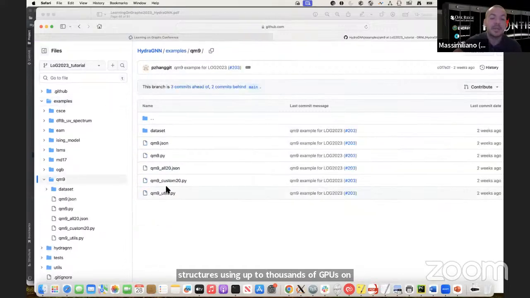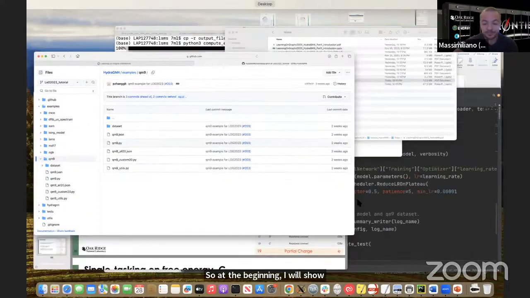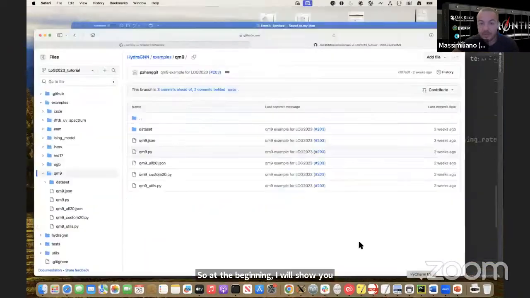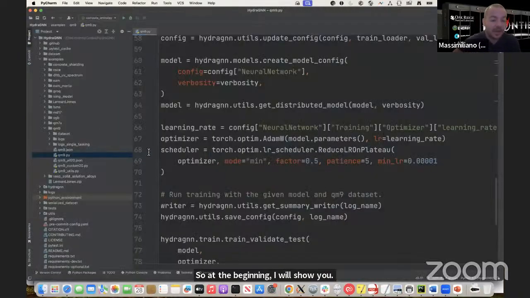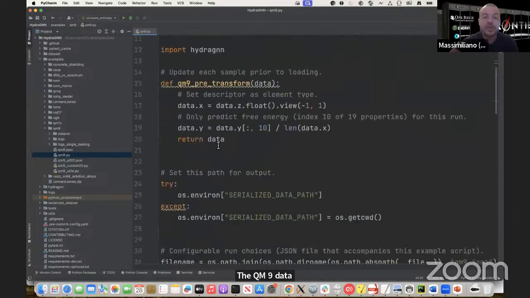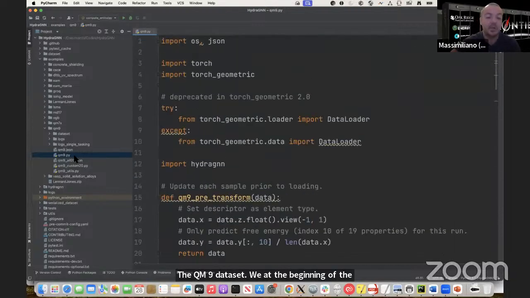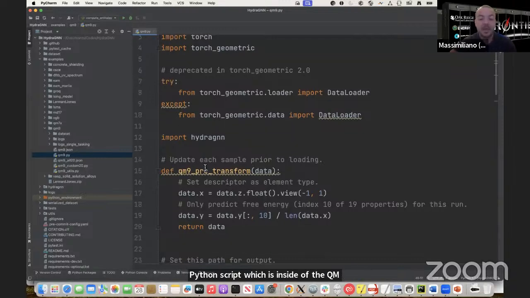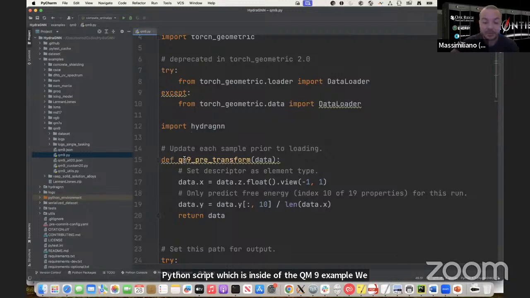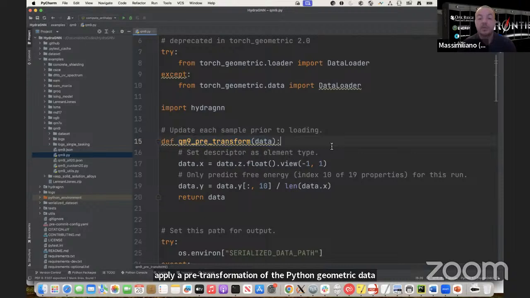So at the beginning, I will show you the QM9 dataset. At the beginning of the qm9.py Python script, which is inside of the QM9 example, we apply a pre-transformation of the PyTorch geometric data object in order to retain, out of data.x and data.y, only the properties that we are interested in for the single task training.